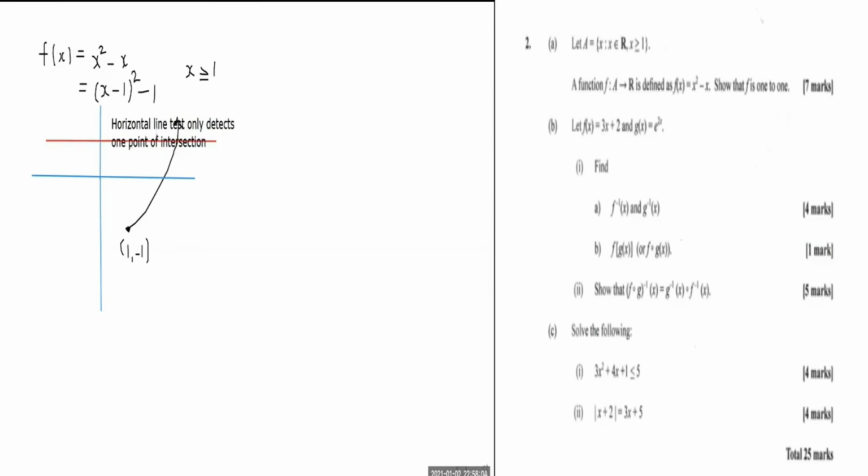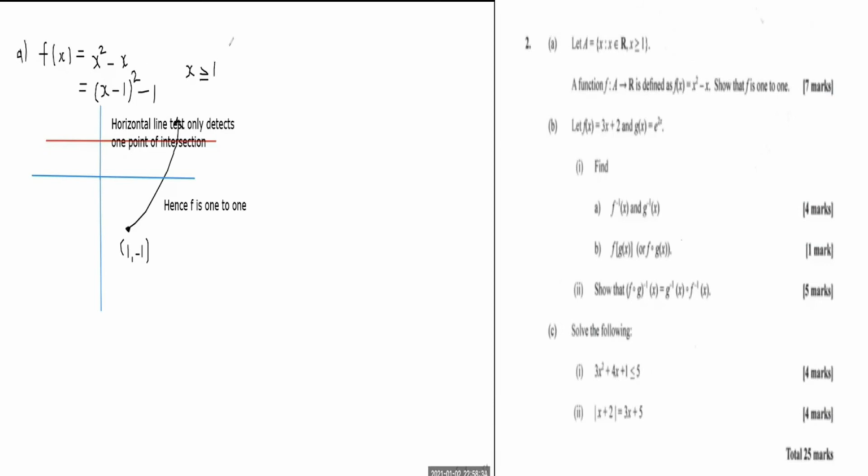If the horizontal line test, as you can see, only detects 1 point of intersection, hence f is 1 to 1. So that's how you can show this. You can do it in different other ways, but this is the easy way to do it. All right, nice. So that's 7 marks. That's part A.